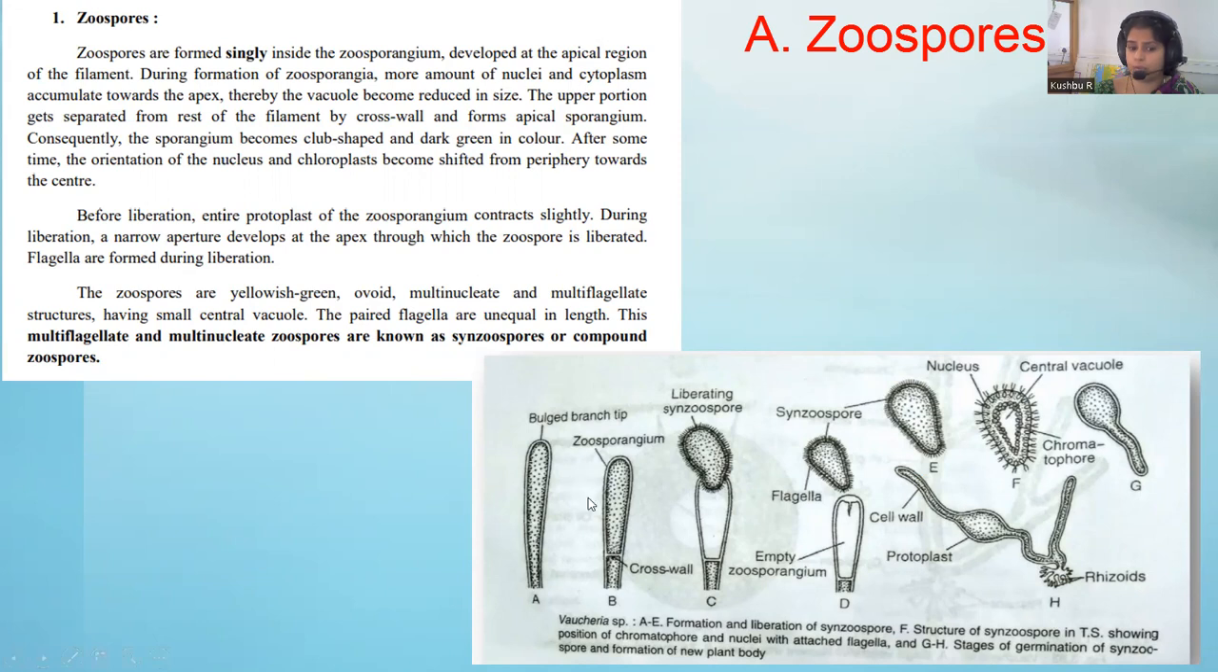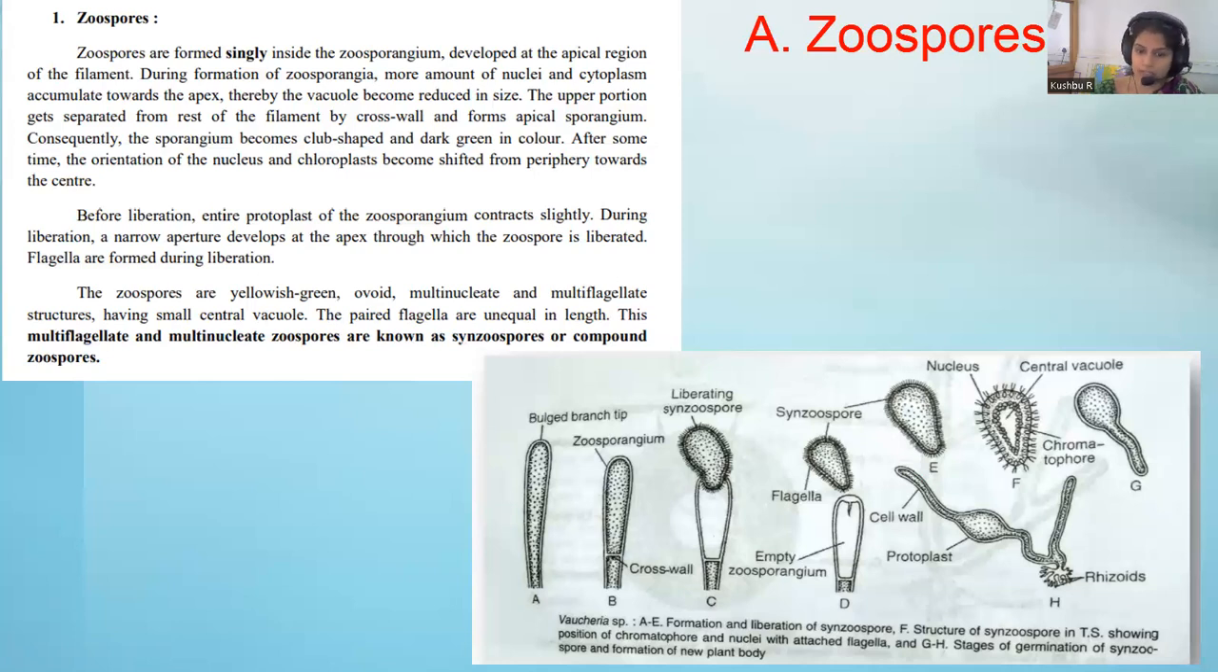This zoosporangium maturation occurs, which is now forming a synzoospore. Synzoospore is nothing but a multinucleated, multiflagellated zoospore. Synzoospore is also called a compound zoospore, which is a combination of several zoospores together.